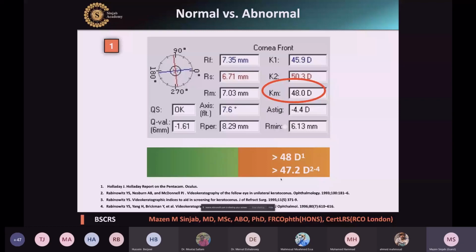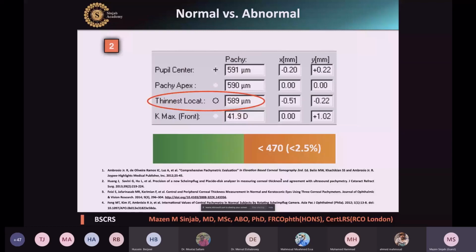We come to the thinnest location. If the thinnest location is less than 470 microns, it is considered as abnormal, because less than 2.5% of the normal population have less than 470 microns at the thinnest location.